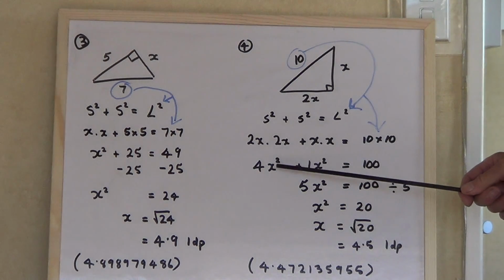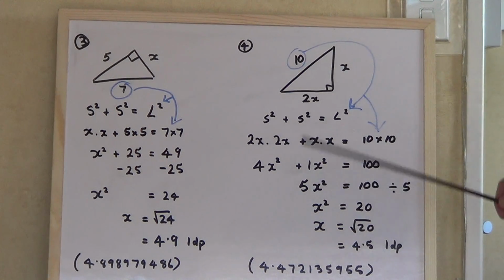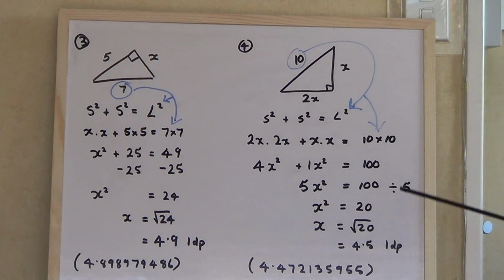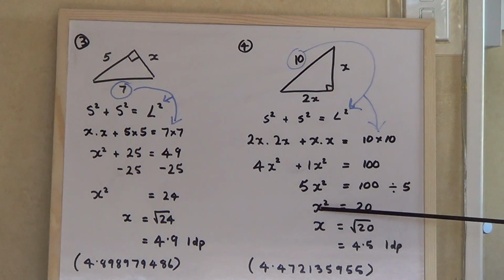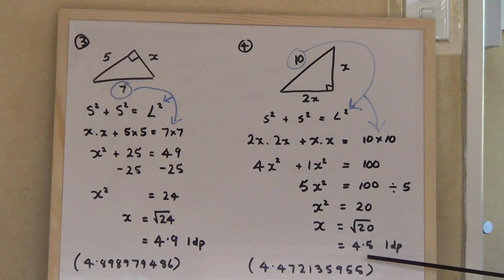Think of x squared as like a box, a square box. And that's a square box. Okay? The 5 square boxes equal to 100. So what you do is you divide both sides by 5. So that means that 1 square box will be 20. So x is going to be the square root of 20, which is 4.5. Have a look. That's what appears on your calculator.